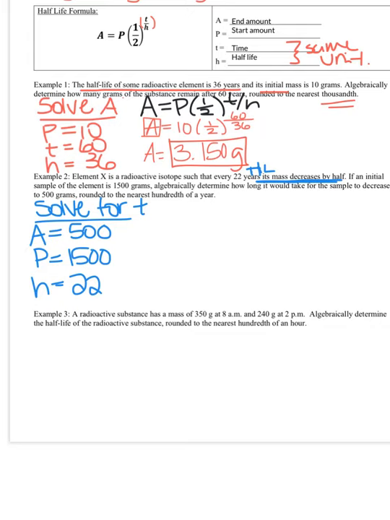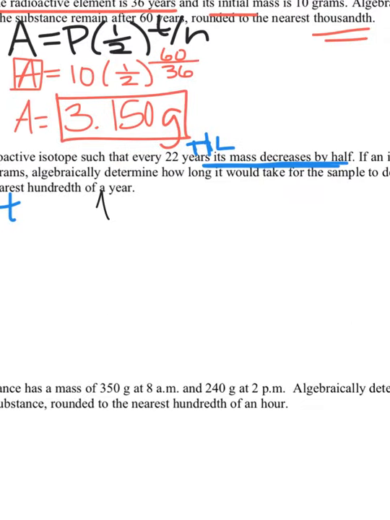Or you can read it as an initial sample is 1,500 grams. So you can think initial is your starting amount, and we want it to turn into eventually the 500. Now this is where we get a little tricky, because this is our formula: A equals P times 1/2 raised to the time divided by H, both as your exponent.